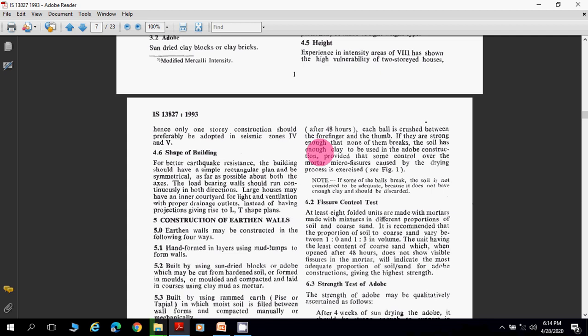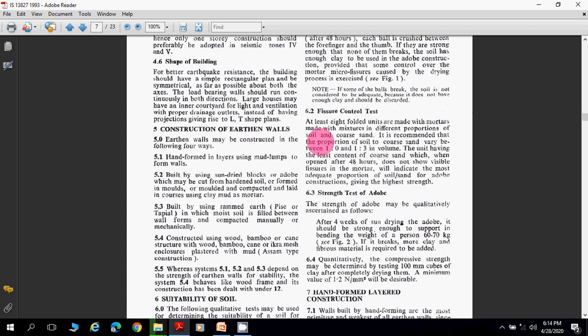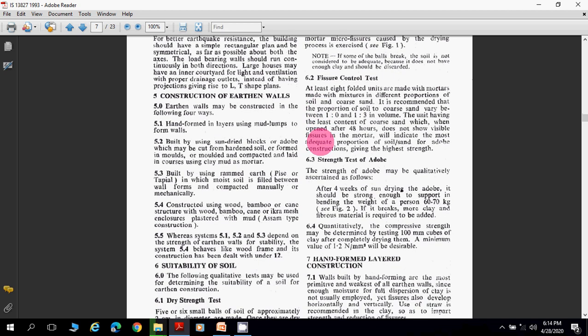Construction of earthen wall. The construction of earthen walls is to be done in four ways. One is hand formed in layers using mud lumps. Second is built using sun-dried blocks, which are called adobe. Third is built by rammed earth, and fourth is constructed using wood, bamboo or cane structures. So these four techniques are to be adopted while constructing the earthen wall.